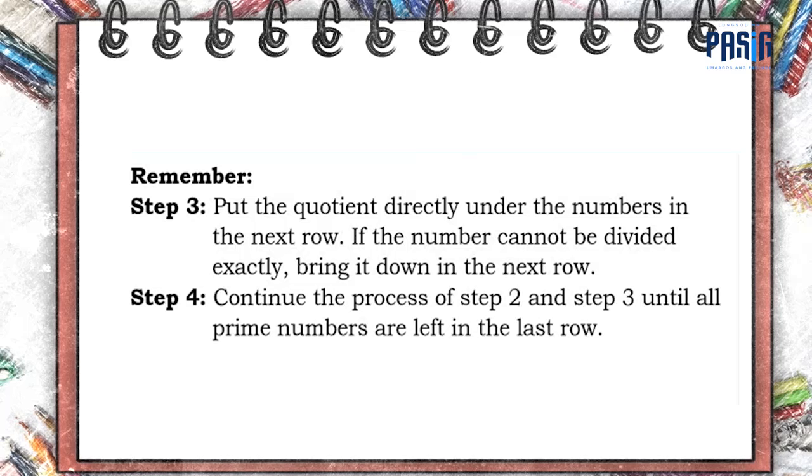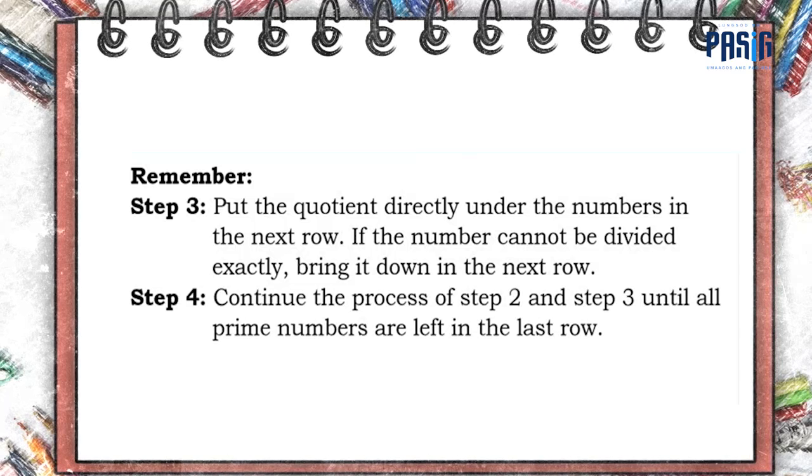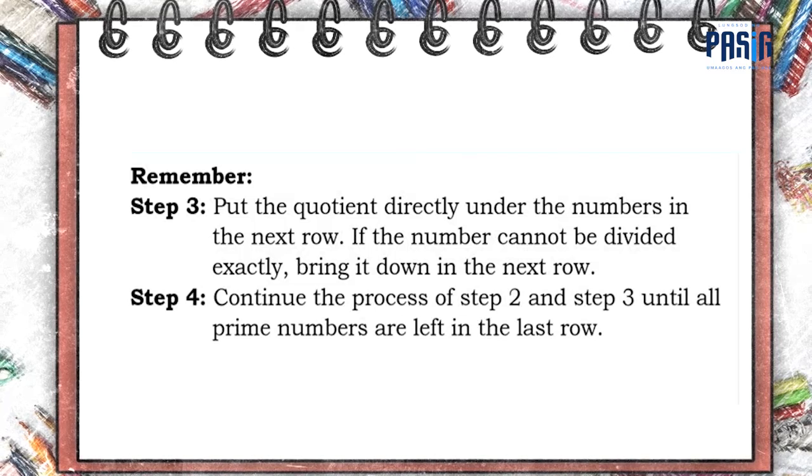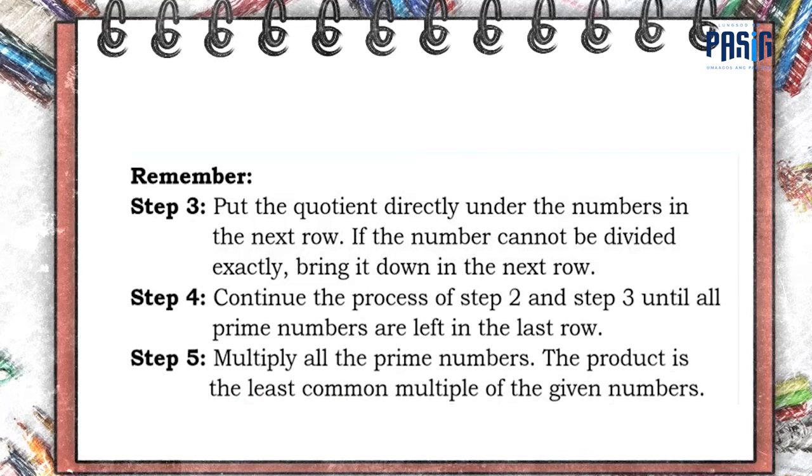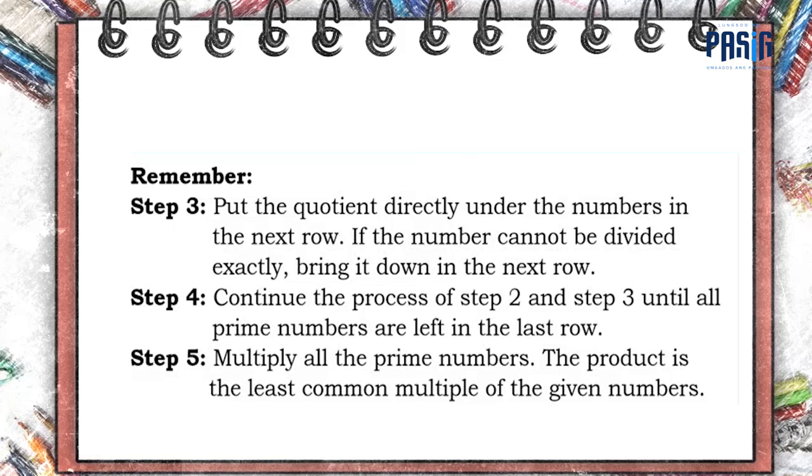Step 4. Continue the process of Step 2 and Step 3 until all prime numbers are left in the last row. And Step 5. Multiply all the prime numbers. The product is the least common multiple of the given numbers. I hope you understand our discussion.